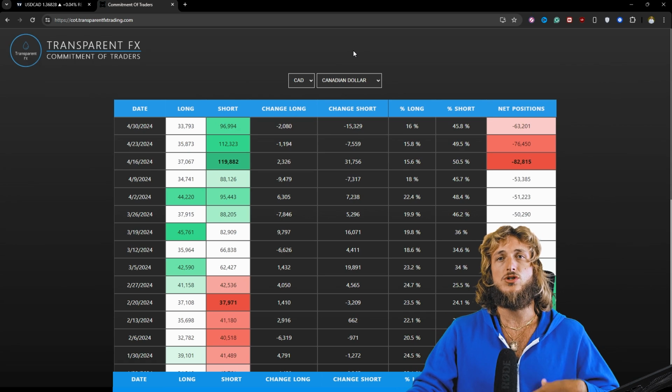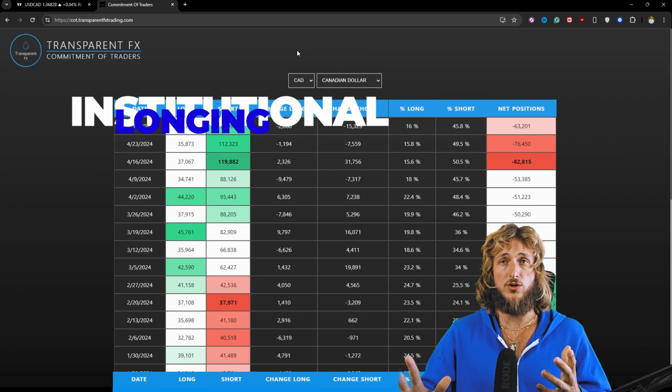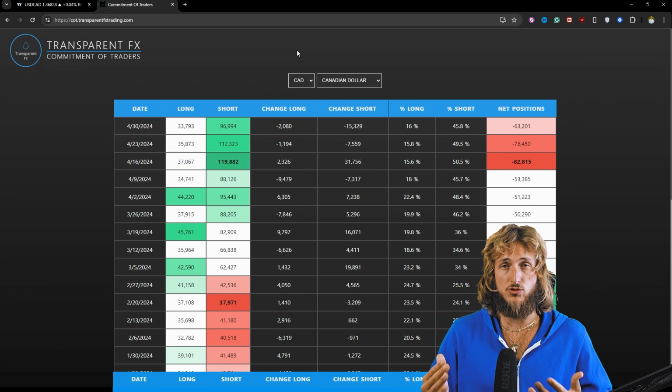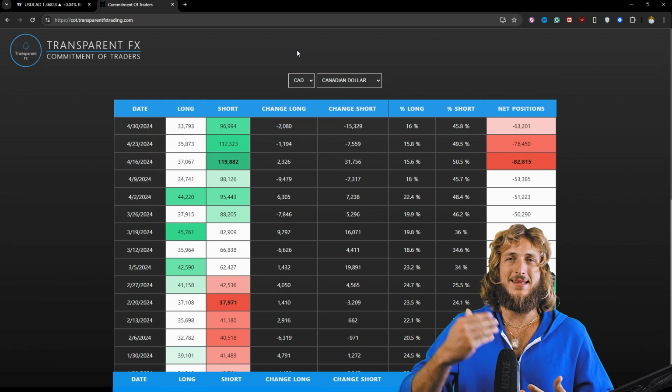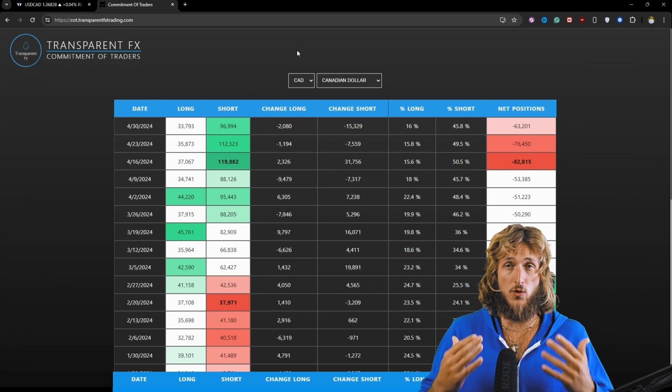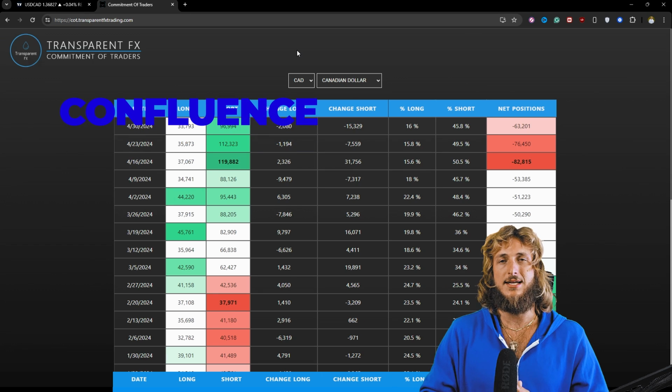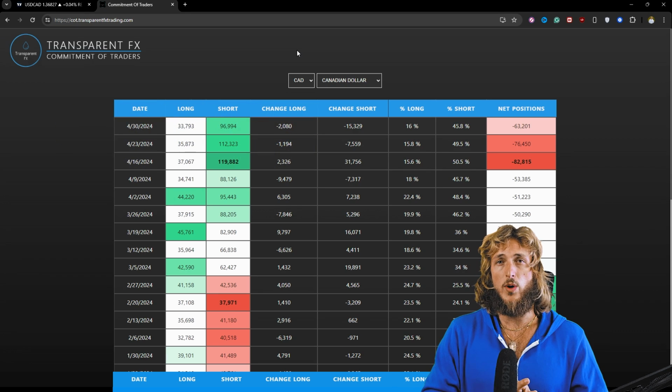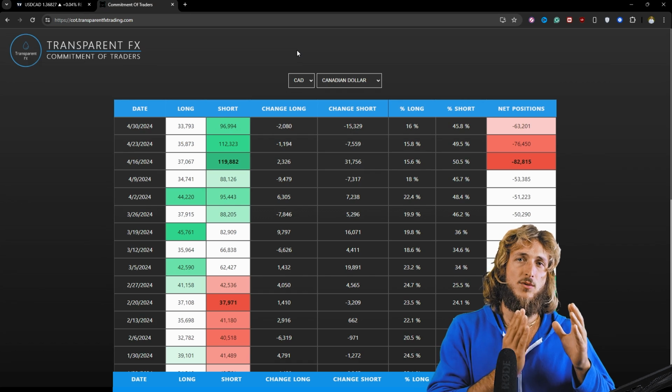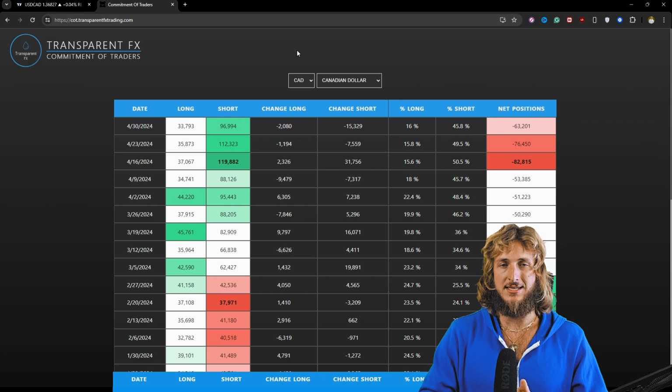So since institutions are longing USD CAD, we could expect to see even more institutional longing of USD CAD and a rejection to the upside away from the confluence of support that we have previously identified when we were looking at the weekly time frame. Now let's keep that in mind and move back to the technical aspect of the charts.